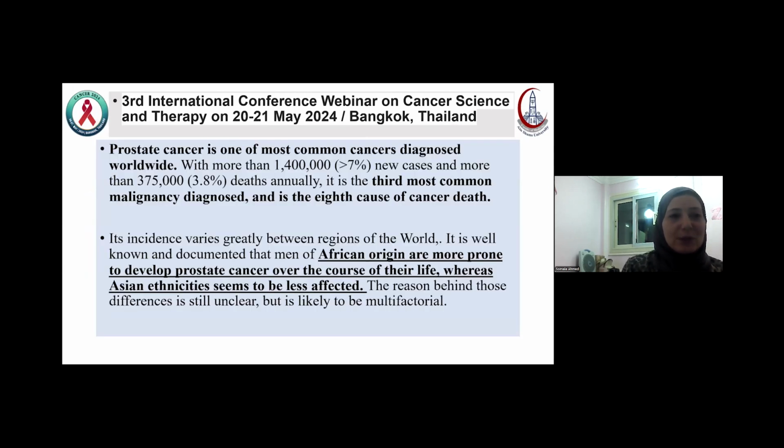Why did I choose prostate cancer? Prostate cancer is one of the most common malignancies. This is the most common cancer in men. And this is the third most common malignancy now, and the 8th cause of cancer death. So it represents a major health problem. Really, prostate cancer is more common in African men than in Asian men.